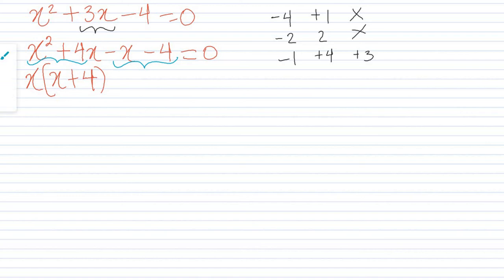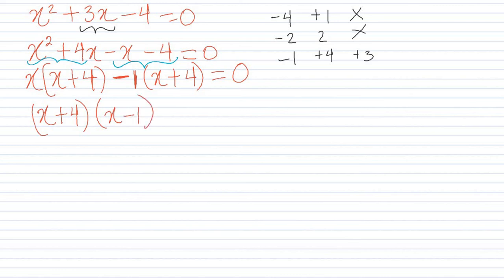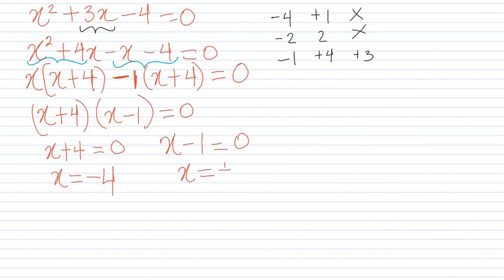So we have x, open bracket, x plus 4, and then we also bring out a negative 1, okay, and then we have x plus 4, so we group them. And then we have our two pieces of information to be x plus 4 and x minus 1, all of that equals 0. So x plus 4 equals 0 gives x equals negative 4, and x minus 1 equals 0 gives x equals positive 1.